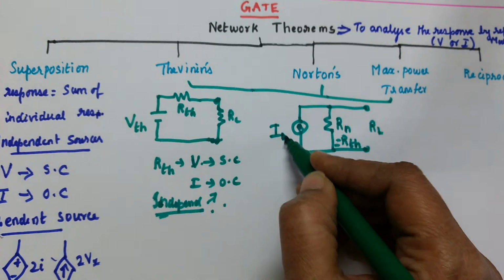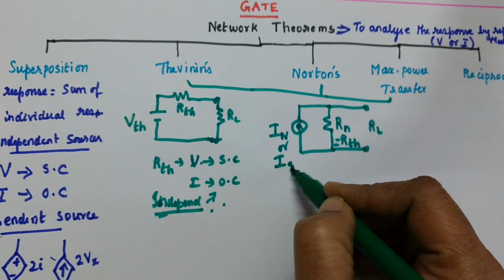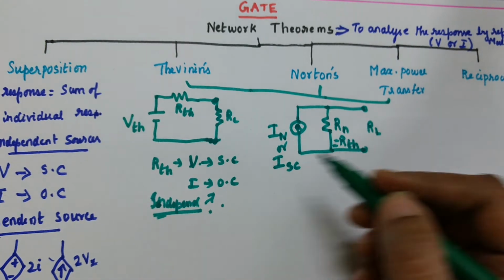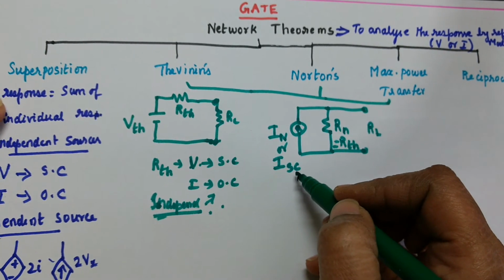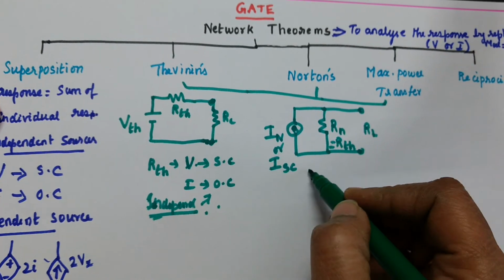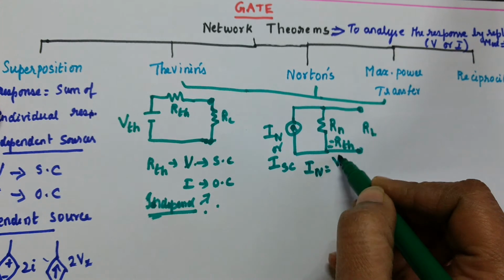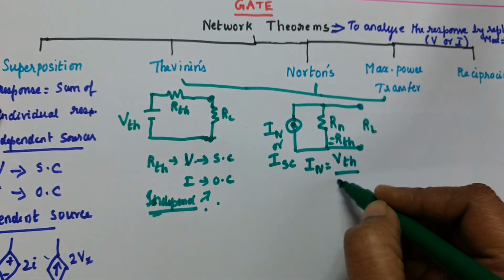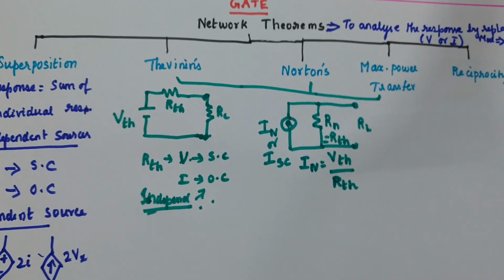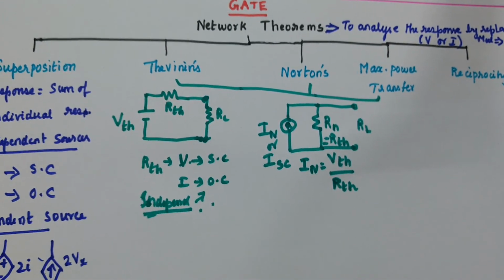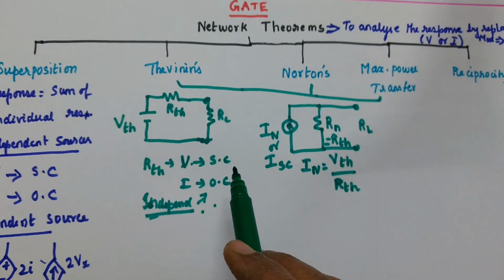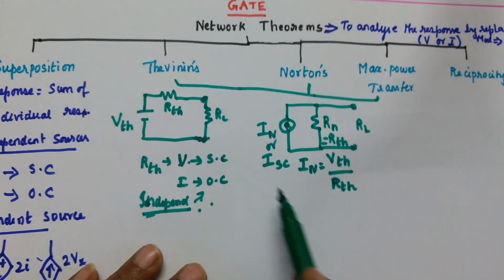So In is Norton's current, which is the short circuit current at the terminals. If the load terminals are given, the load terminals can be short circuited, and we can find the short circuit current by using nodal analysis, mesh analysis, or another method. This In is nothing but Thevenin's voltage divided by RTh, Thevenin's resistance. So this formula can also be used to find the Norton's current. These Thevenin's theorem and Norton's theorem are interrelated. This is for independent sources.